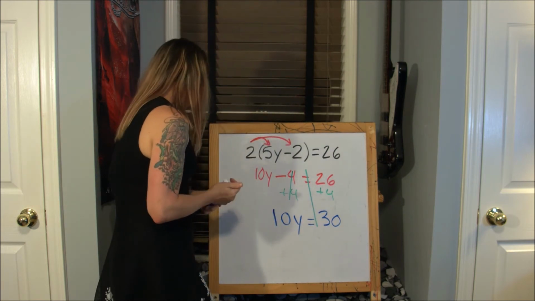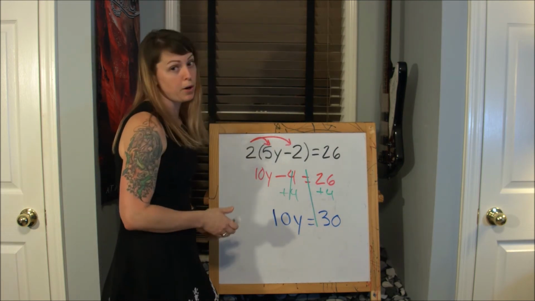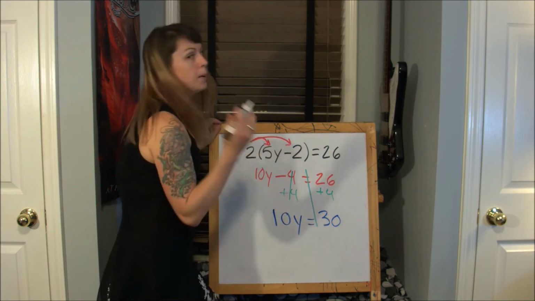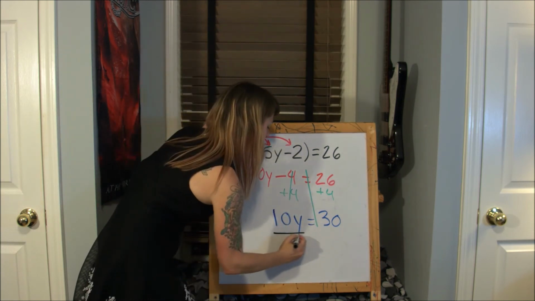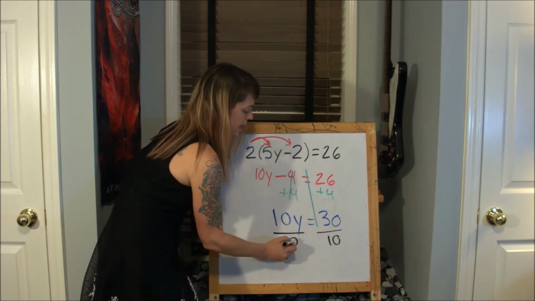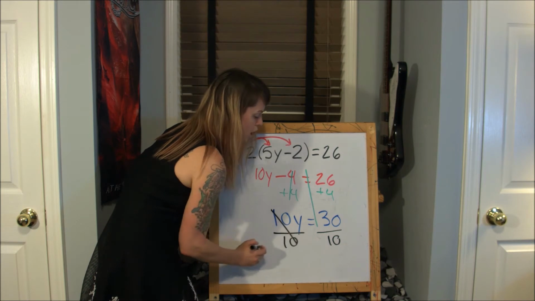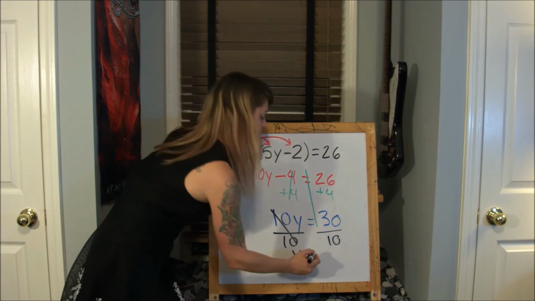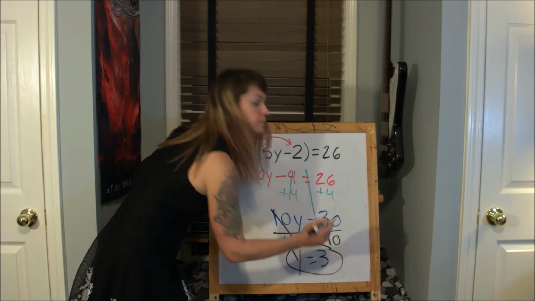And here, again, I think we're smart enough to do this part in our head: 10 times what number is 30? 3. But if we didn't remember that, I'm going to divide both sides by 10 because I'm going to divide this out. So 10 divided by 10 would just be 1. So y is equal to 30 divided by 10, which is 3.